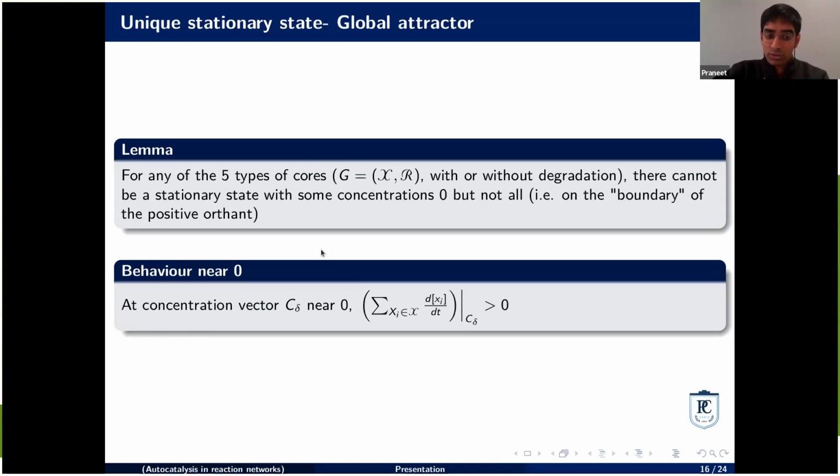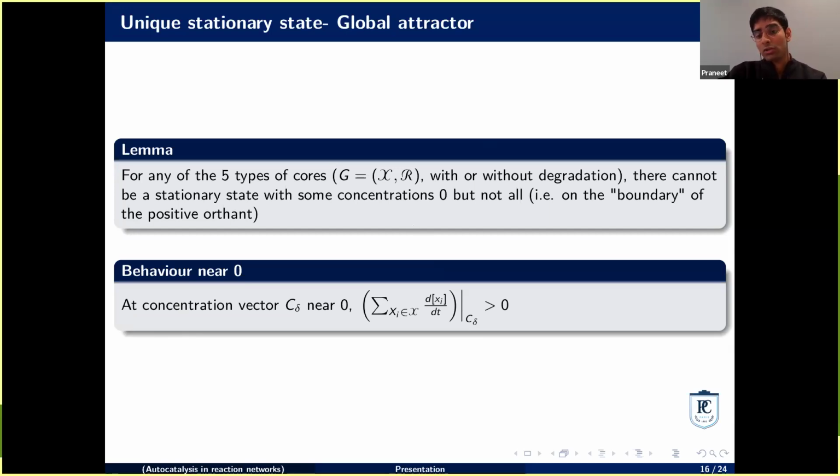And near 0, if we take a concentration vector near 0, we can show by calculation that the overall concentration of the system strictly increases. So this means that for this system, there is one stationary state. 0 is repulsing, so any concentration near 0 goes away from 0, and it's not possible to go to any other boundary. So these two conditions are enough to say that the system will be persistent. It will not go to the boundary or go out to 0.